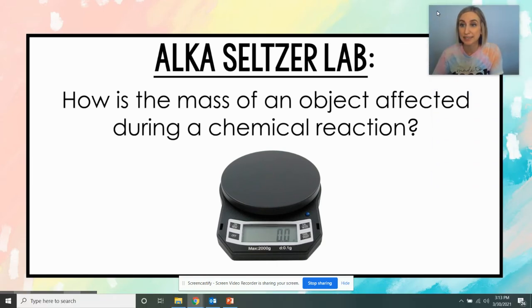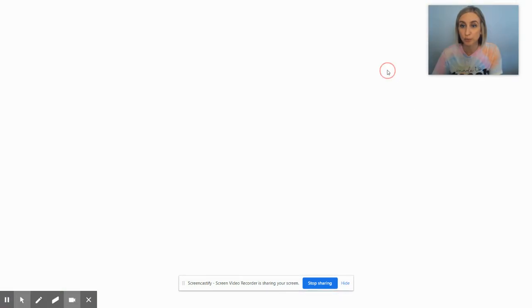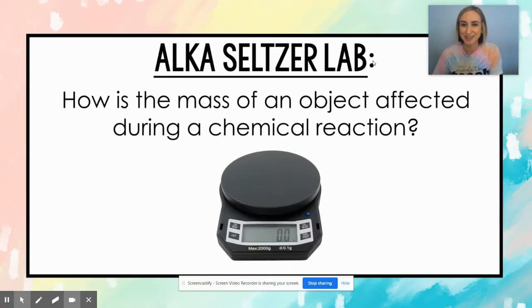So here's our goal today. We are going to try to figure out how the mass of an object is affected during a chemical reaction. So you're going to be looking at something, trying to figure out, okay, does its mass change? How is it impacted during a chemical reaction?